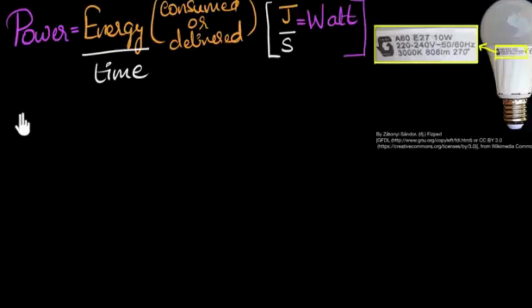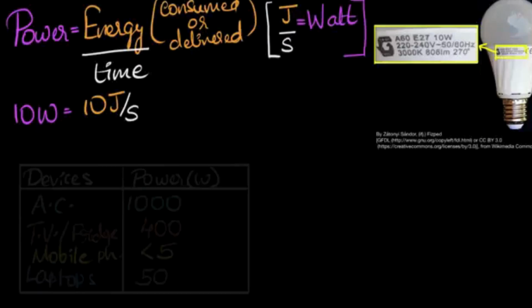So over here, 10 watt means 10 joules per second. This means that this bulb consumes 10 joules of electrical energy every second. And when I say consume, what I really mean is that it converts electrical energy into some other form. In this example, it could be heat and light, but there could be other examples. In speakers, we convert it into sound. In fans, we convert it into rotation or mechanical energy, and so on.